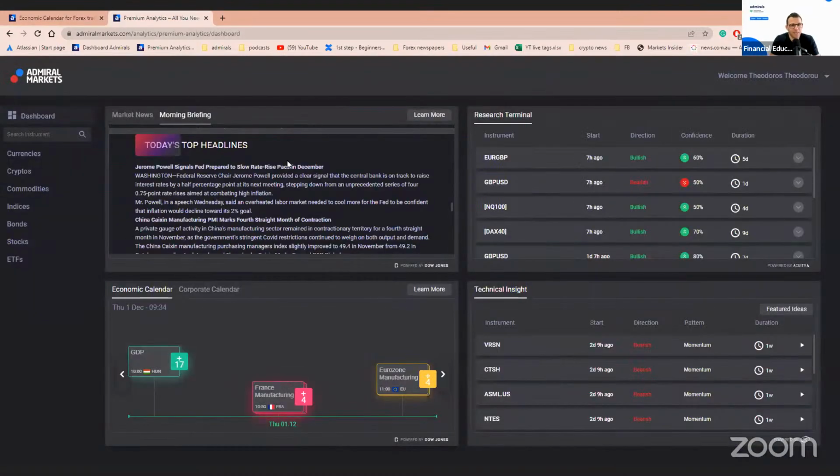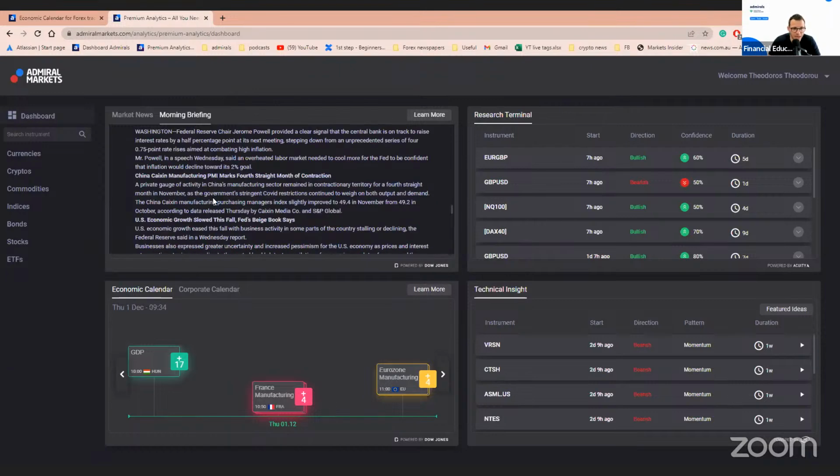Today's top headlines. Yesterday we had Powell. The Fed stated that interest rates will be increased by 0.5%, not by 0.75 points. It looks like the markets depreciated the dollar and just reversed against it. So the moves we expected finally happened late last night.